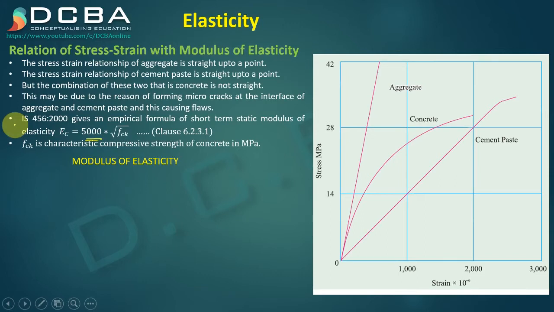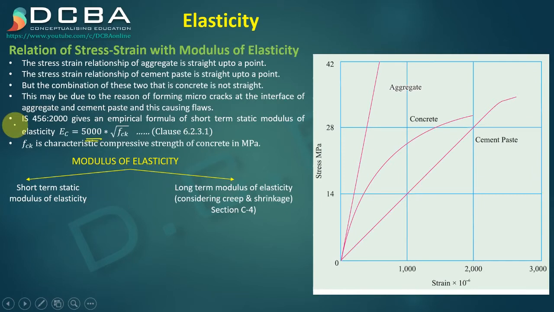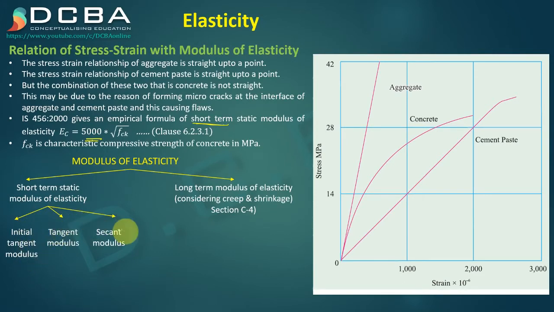Now, we saw that this is the short-term static modulus of elasticity, and then there is something called long-term modulus of elasticity. And even in this equation, you can see the word short-term is used. So what is this short term and long term? Both are static modulus of elasticity, so it is nothing like dynamic or static. Both are static, but one is short term and the other is long term. The short term can be found by the methods that we just saw: initial tangent modulus and secant modulus. The one that IS 456 gives is the initial tangent modulus. So this formula is for initial tangent modulus and not for the other two.